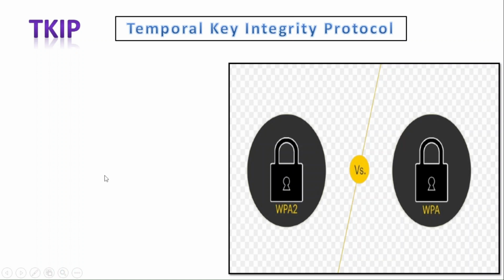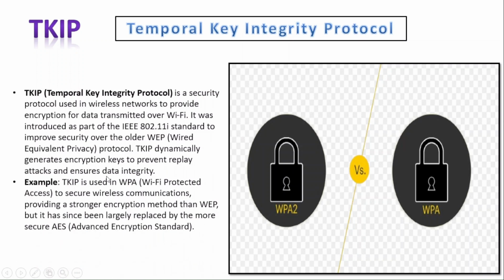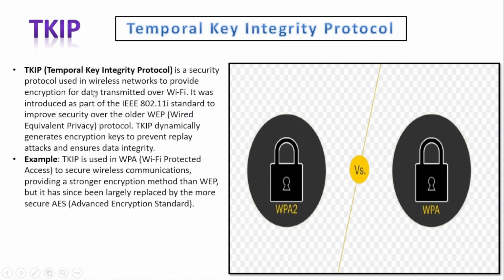TKIP, that is Temporal Key Integrity Protocol. So TKIP is a security protocol used in wireless networks to provide encryption for data transmitted over Wi-Fi. It was introduced as part of the IEEE 802.11i standard to improve security over the older WEP, Wired Equivalent Privacy, protocol. TKIP dynamically generates encryption keys to prevent replay attacks and ensure data integrity.